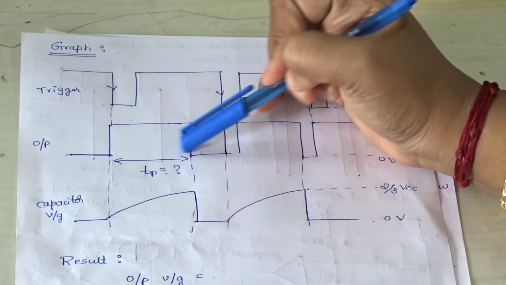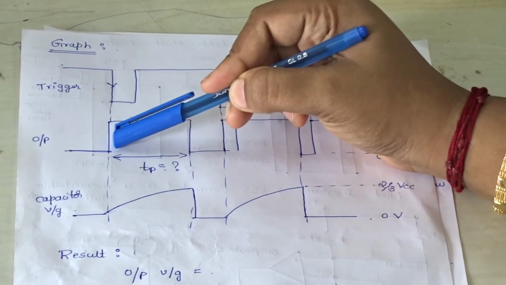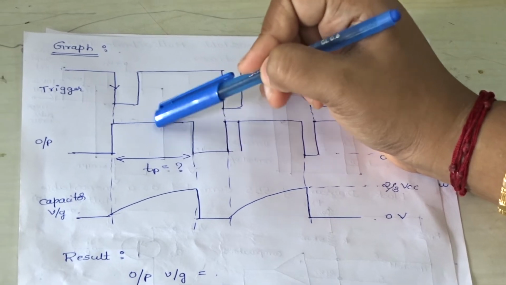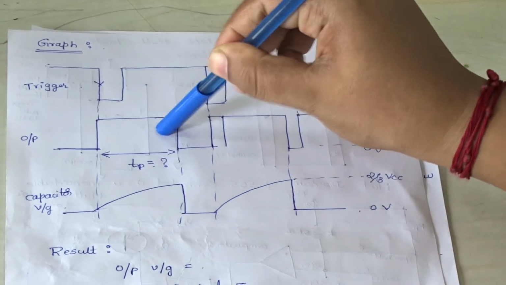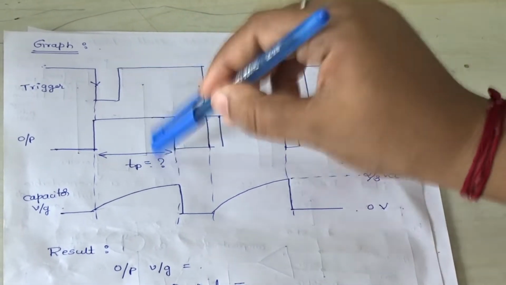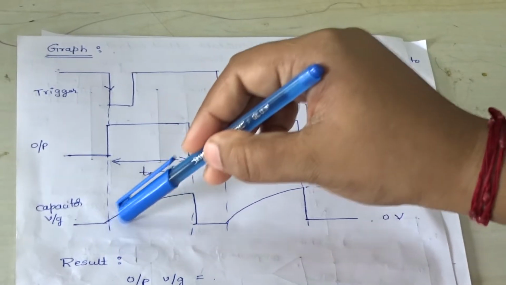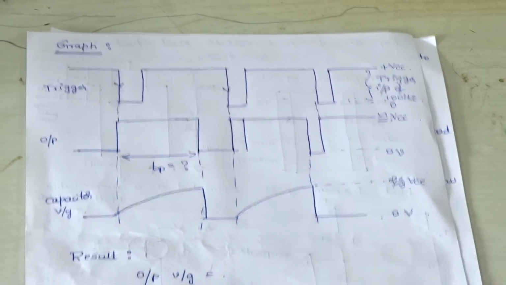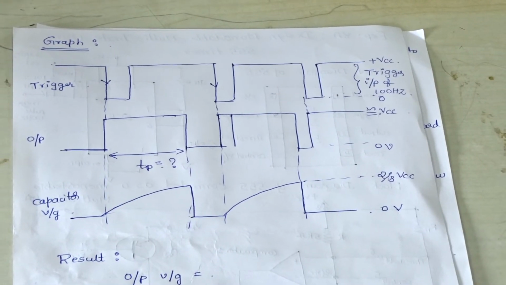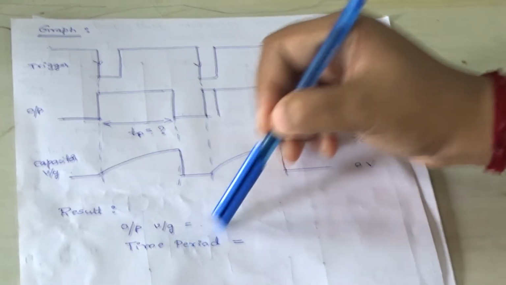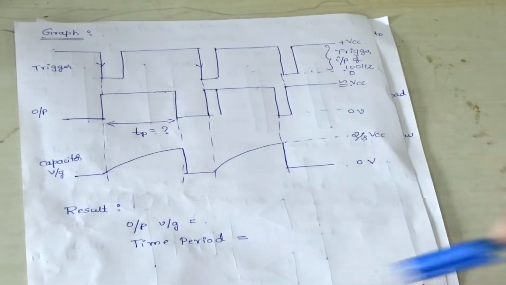So here we are going to calculate what this pulse width is. We have designed this for 10 millisecond. In the CRO also we need to obtain in and around 10 millisecond. And this is the voltage waveform across the capacitor, that is VC. So finally we are going to obtain the output voltage and the time period.